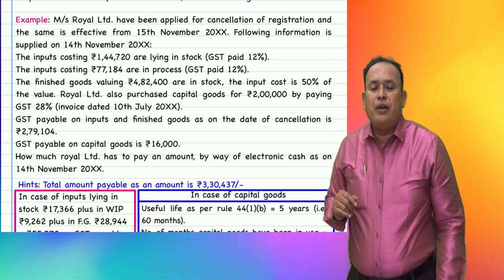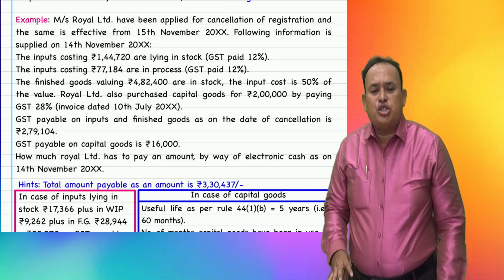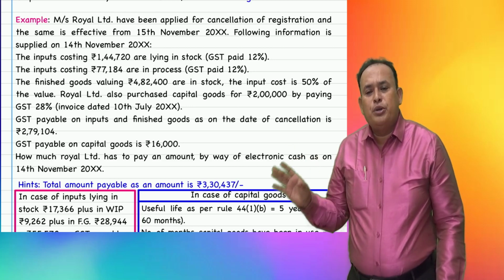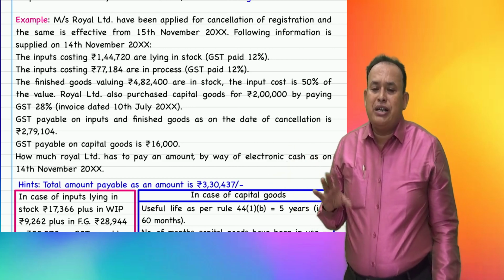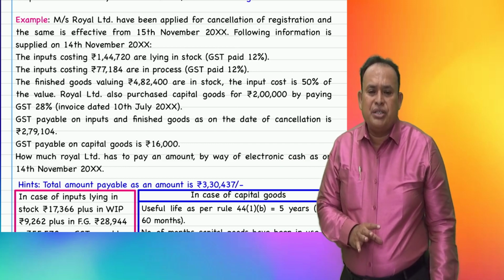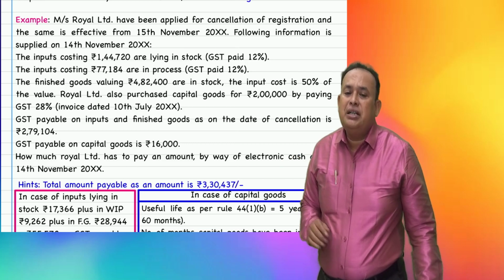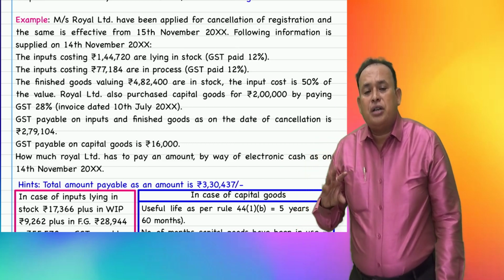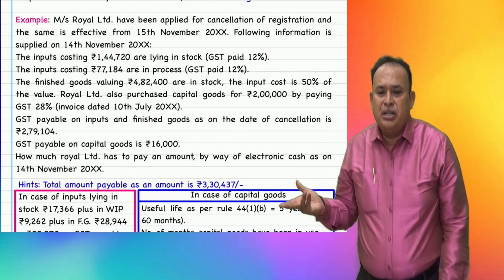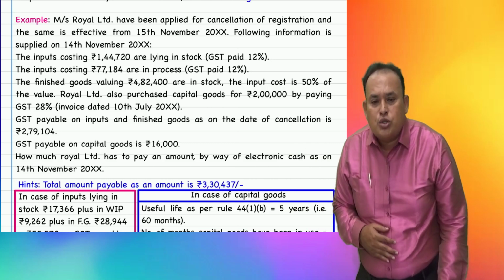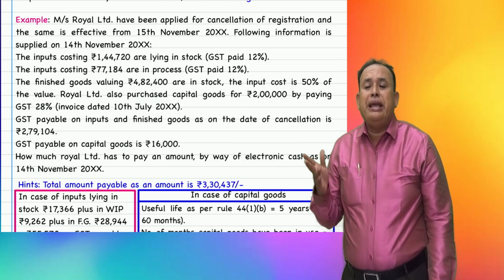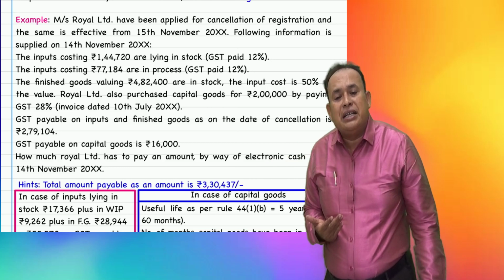Inputs of 1,44,720 lying in the stock, GST 12%. Inputs costing 77,184 are in the process, work in progress, GST 12%. Finished goods valuing 4,82,400 in stock, where the cost of inputs is 50%, GST 12%. Royal Limited also purchased capital goods for 2 lakhs, paying GST 28%. The invoice is dated 10th July.